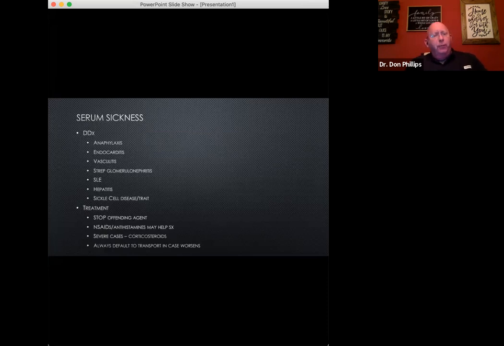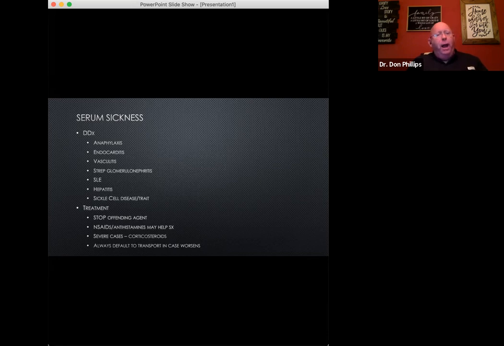This actually has an interesting differential diagnosis list. Anaphylaxis, endocarditis, vasculitis, once again relating to the phlebitis question from Dustin there. Strep glomerulonephritis. That's something you don't see very often, but streptococcal disease, strep throat, can cause you to have a glomerulonephritis, which is an inflammation of the kidney. That's going to go away, so that one's not a big deal. Systemic lupus erythematosus, that's a totally other zebra sort of thing, and they generally are already diagnosed. Hepatitis, and sickle cell disease or trait. Guess what we're going to be talking about in just a little bit.